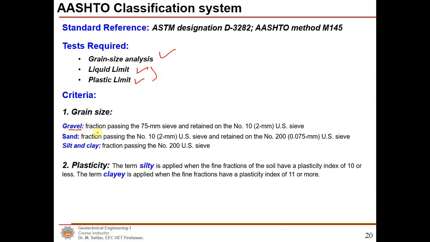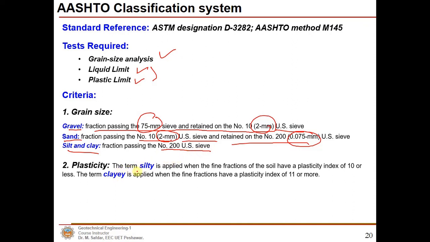Now, what is gravel? Gravel is the fraction passing the 75 millimeter sieve and retained on the number 10 or 2 millimeter sieve. Sand is a material or fraction passing through the number 10 or 2 millimeter US sieve and retained on the number 200 sieve. Size is 0.075 millimeter. Silt and clay is the fraction passing the number 200 sieve.